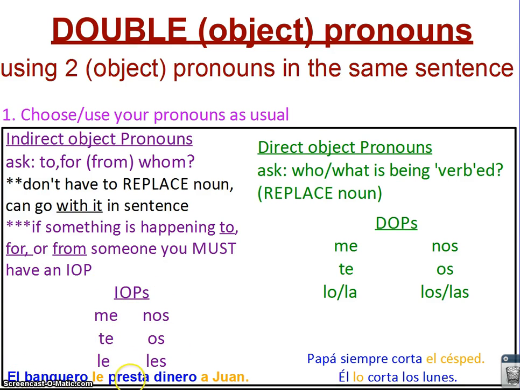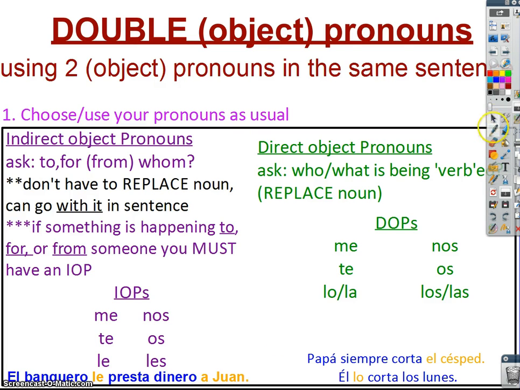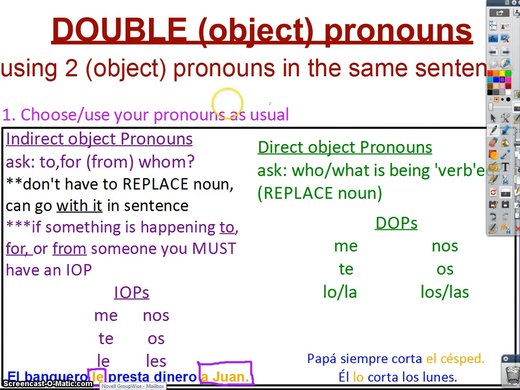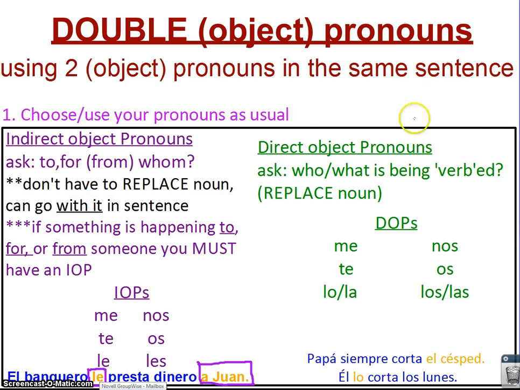The banker lends money to Juan. Even though I have to Juan over here, I absolutely must have le. Why do I have it where I do? Because it's in front of the conjugated verb. So you might have an indirect object pronoun with a direct object pronoun in the same sentence.